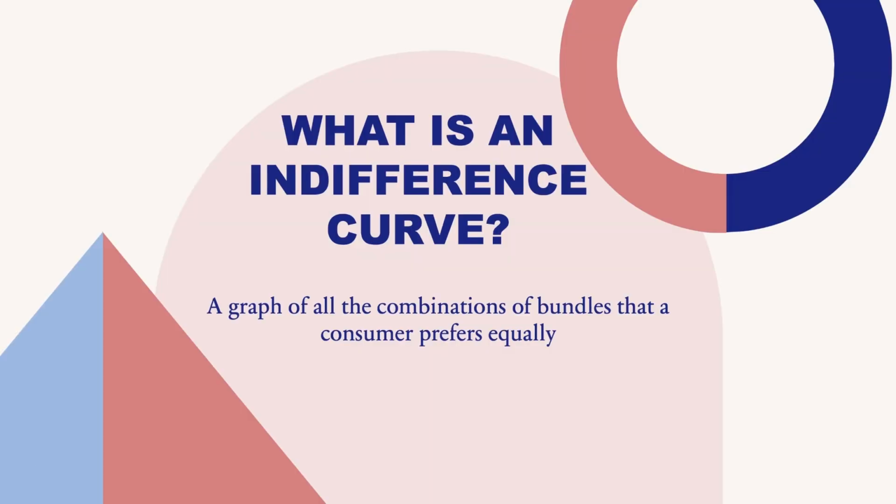Now, moving on, what is an indifference curve? Well, an indifference curve is a graph of all combinations of bundles that a consumer prefers equally. So that could be bundle A, B, C. It could have many.